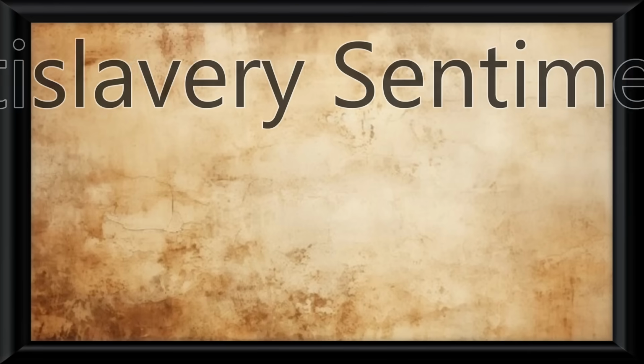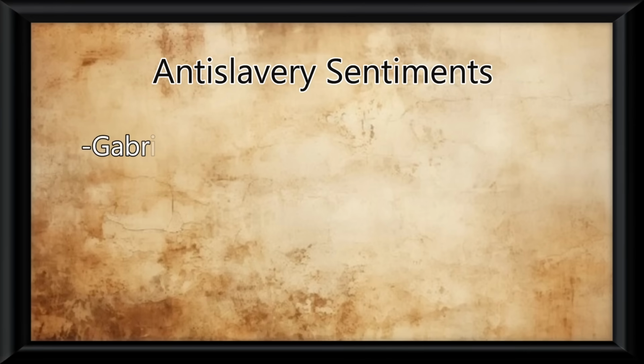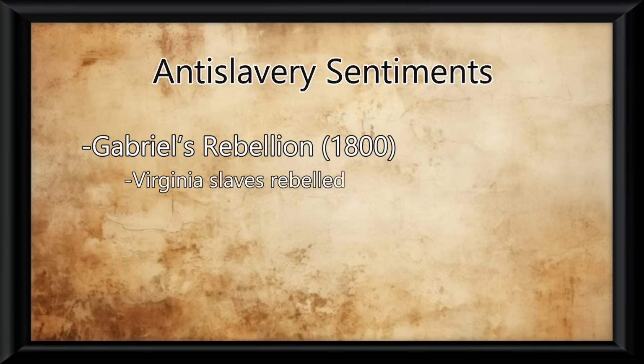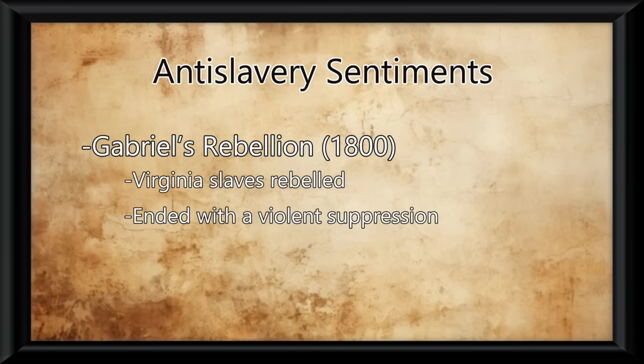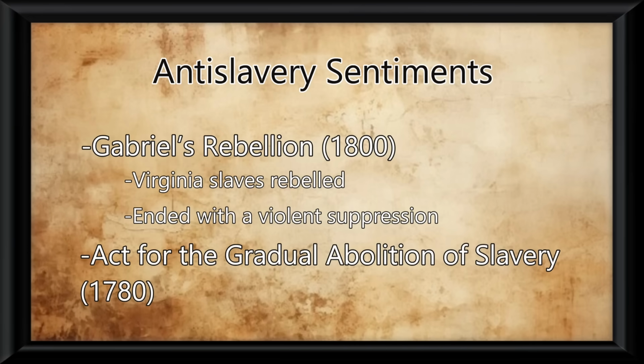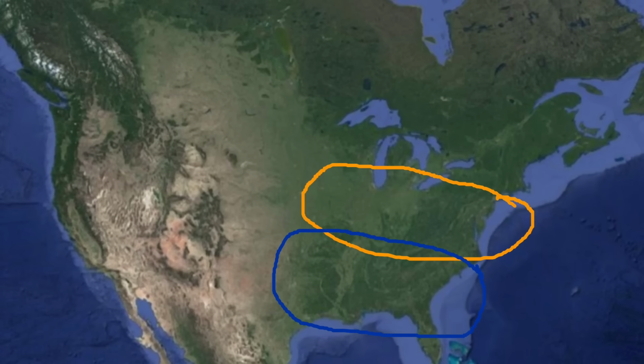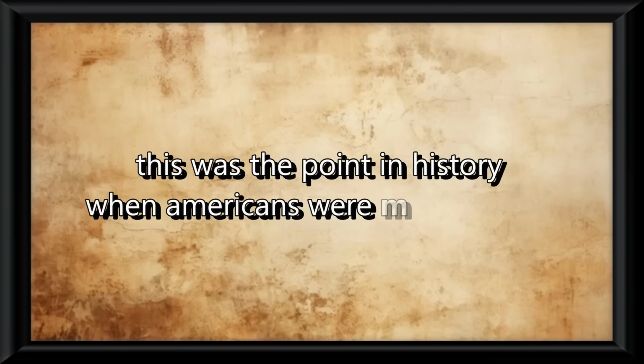This caused various anti-slavery sentiments to arise, such as Gabriel's Rebellion, where Virginia slaves rebelled and it ended in a violent suppression. Another example of this was the Act for the Gradual Abolition of Slavery mentioned in previous videos. But overall, even with the split starting to emerge between the North and the South, lots of historians argue that this point in history was when Americans were most unified.